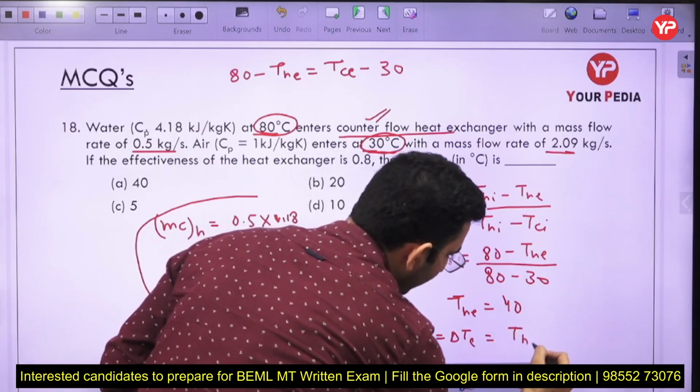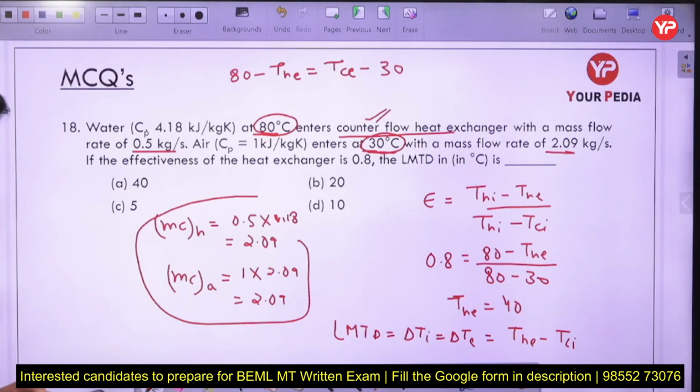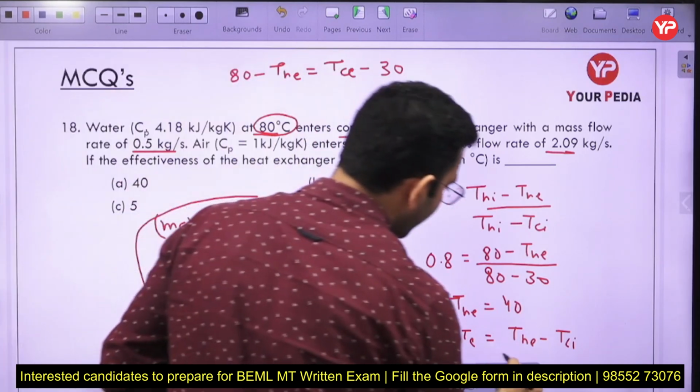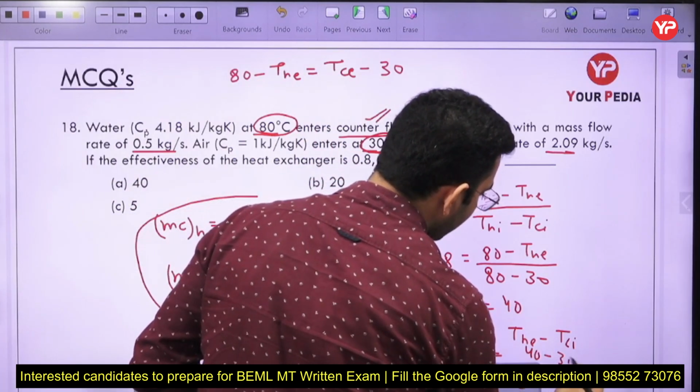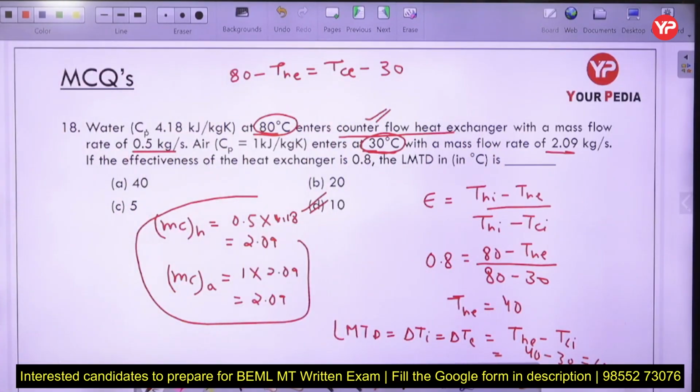Now you can see the LMTD will be delta TI or delta TE here. So I can write THE minus TCI here. I can also write in this form. Therefore the value of LMTD will be 40 minus 30, that is 10 degrees Celsius. Option number D will be the correct answer here in this case.